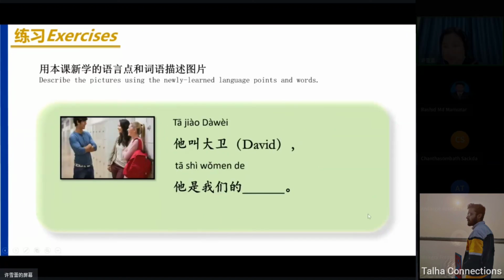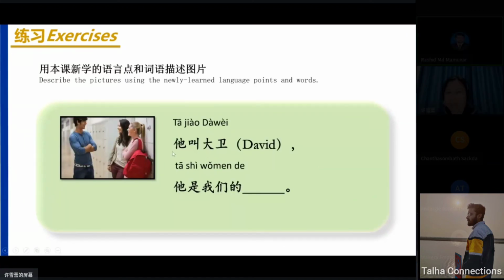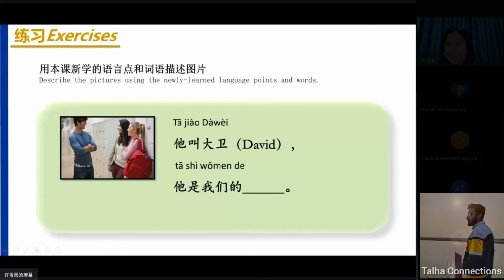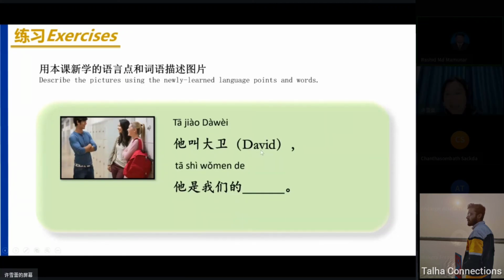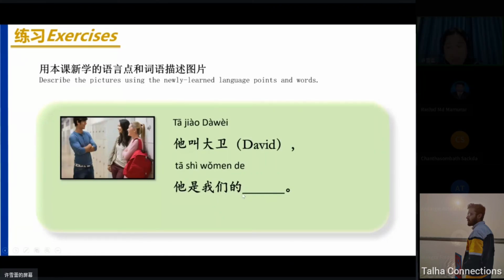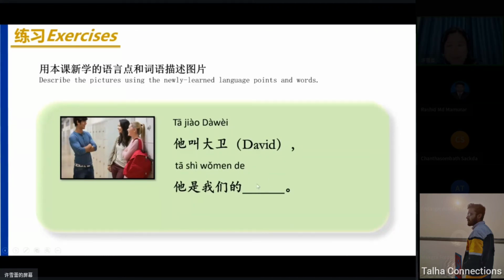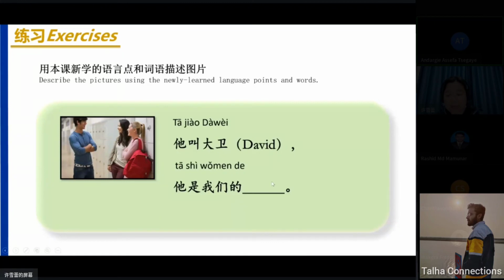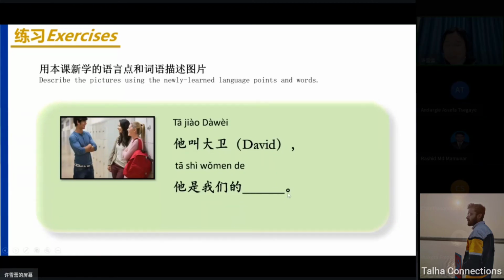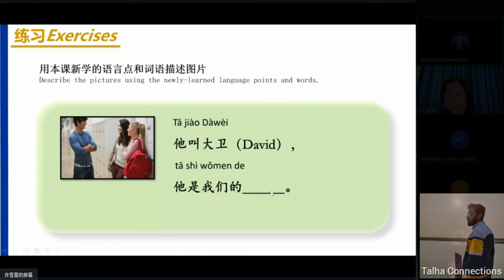Now, let's move on to this one. 她叫大卫. Yeah, the English name David is translated into Chinese. 她是我们的... What words can you write here? You may try different ones. 她是我们的老师，她是我们的朋友，她是我们的同学. Very good.